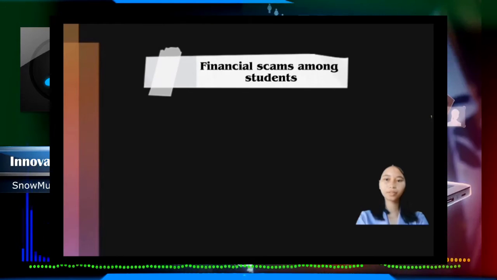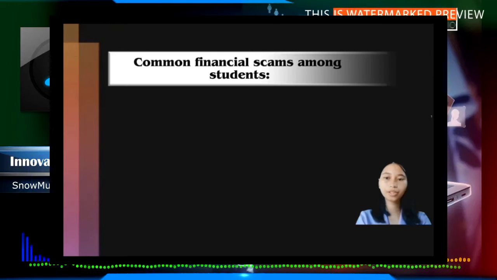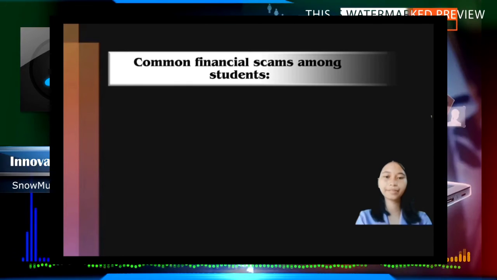Financial scams among students. Students can also be susceptible to different financial scams and fraud. Learning how to manage finances and being aware of financial scams are skills that every student should master. The following are common financial scams that students should watch out for to protect one's identity and finances.